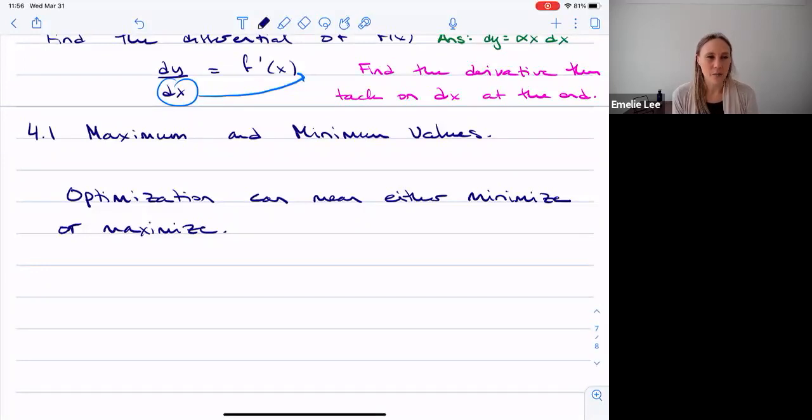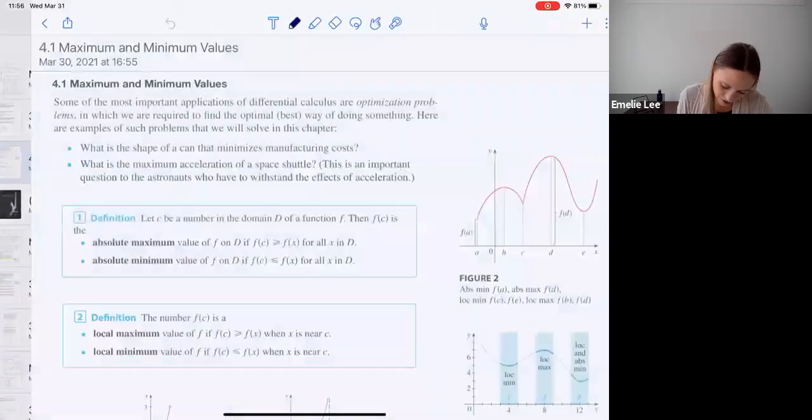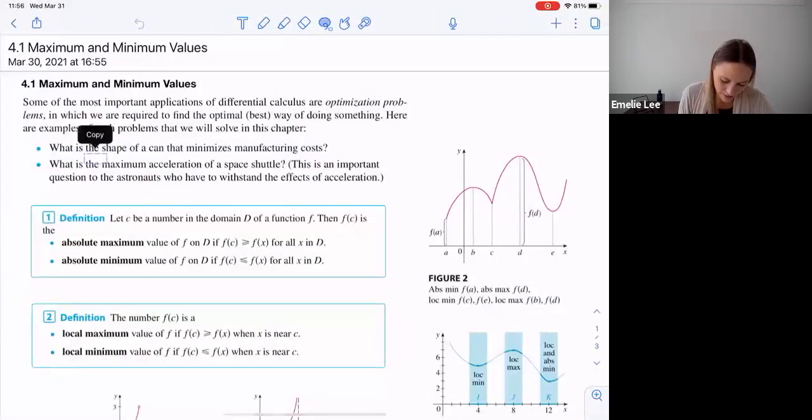So optimization, you're either minimizing or maximizing. Graphically, we know what that looks like, right? You're either at a peak or a valley. I cut it short, but I put some examples here. Optimization problems are things like, what's the shape of a can that minimizes manufacturing costs? And what's the maximum acceleration of a space shuttle? Of course, these are all important things to know.